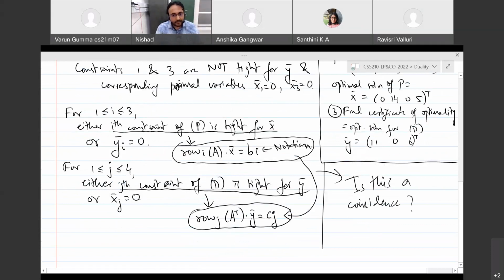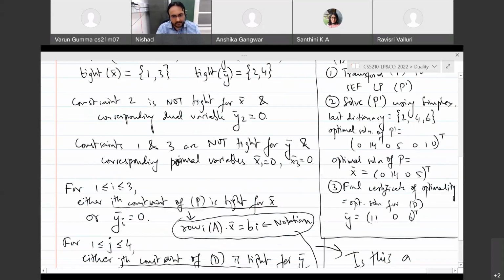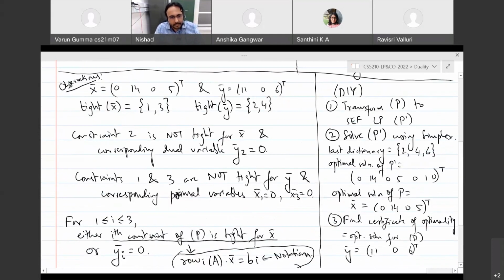So, sir, for example, in a first observation, if yi bar is not equal to 0, in that case, can we say that the ith constraint will be tight for x bar? Right, exactly. So one of these two will always hold, and that is the theorem we are going to prove. So if the dual variable is not 0, then the constraint has to be tight. Okay, sir.